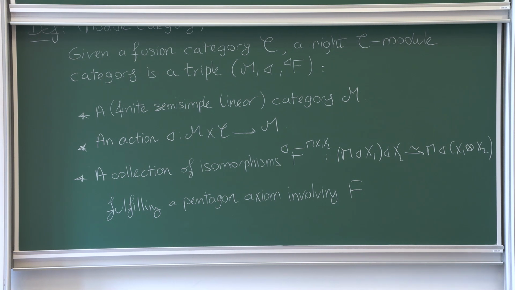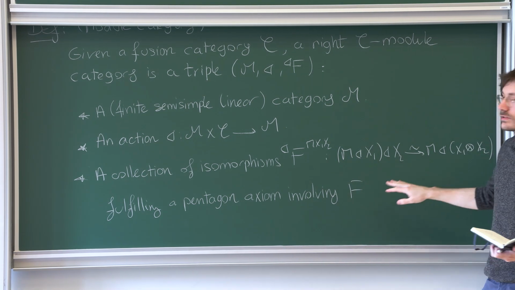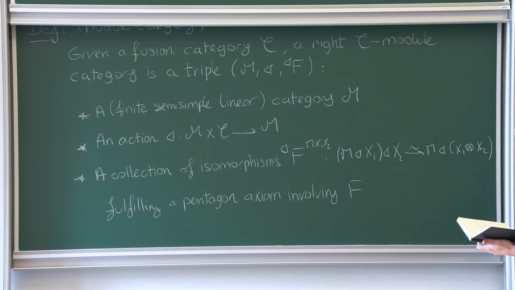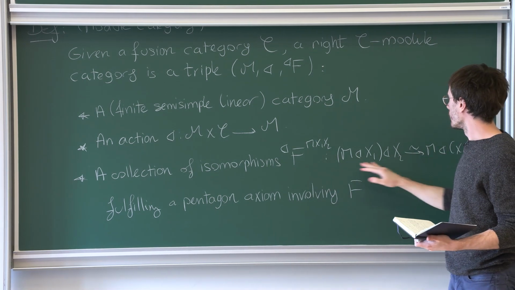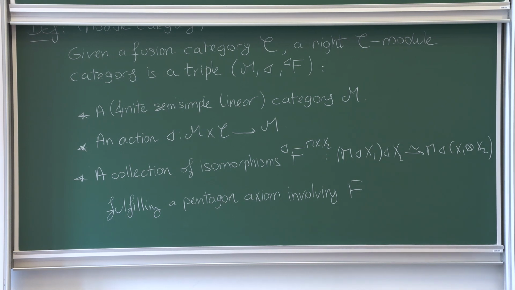Before I do an example, remember that in the definition of the anyonic chains, we don't really use these isomorphisms in this way. We want to write them down in terms of matrices, and these are the matrices that we use. So we're going to do first the analog for these guys.